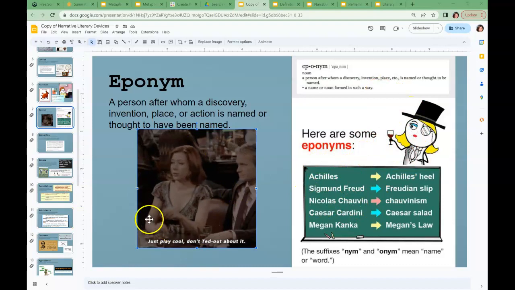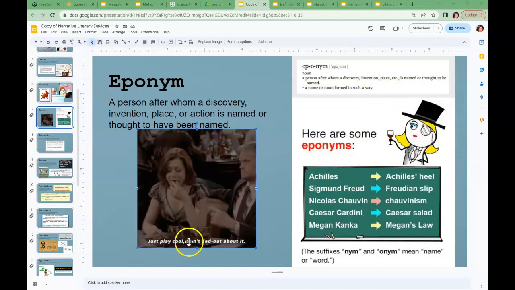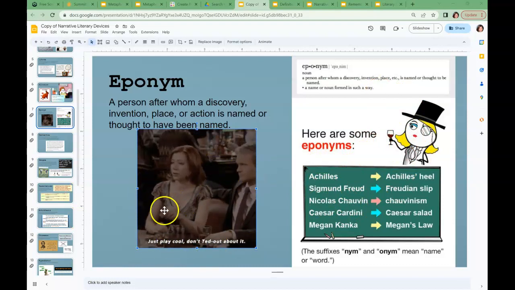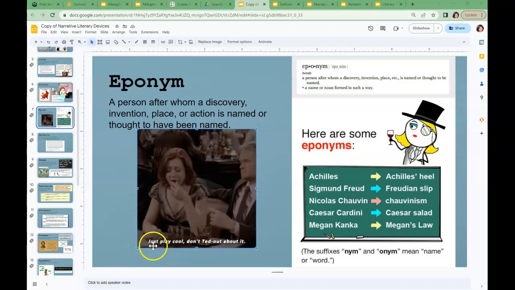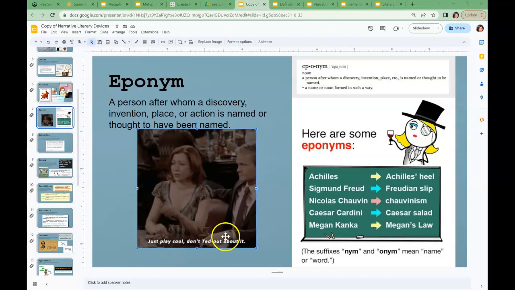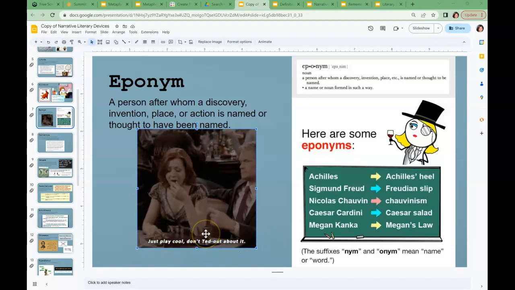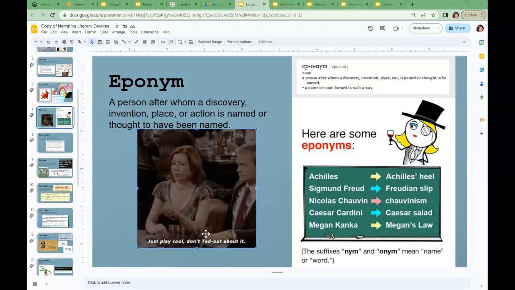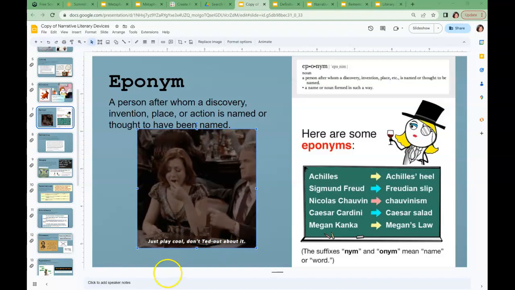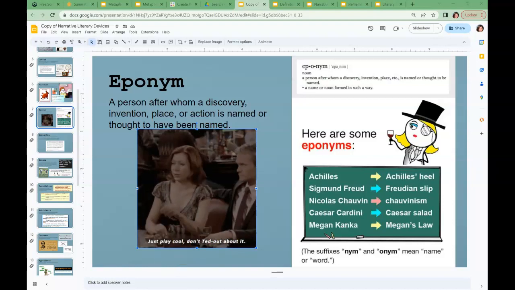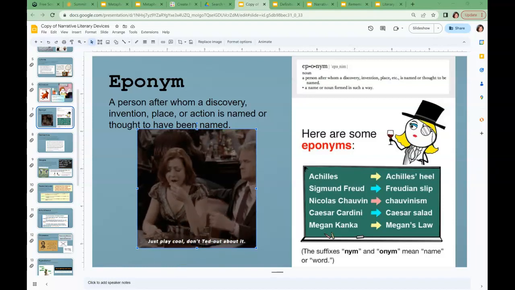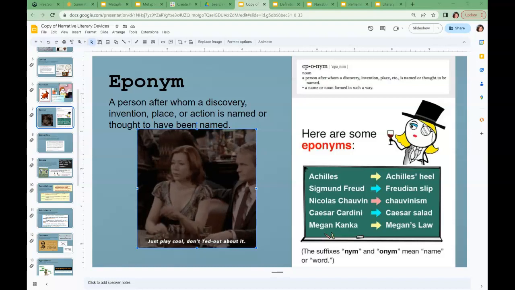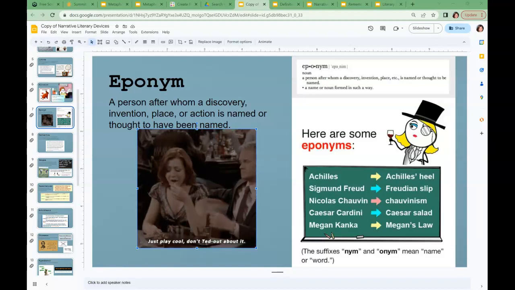This is a fun little example. So it says, just play cool, don't Ted out about it. So if you're familiar with How I Met Your Mother, what Lily really means is just play cool, don't freak out about it. But the character Ted is so well known for freaking out about stuff, they use his name in place of the word. And that is an eponym. When something is so well known for something, it becomes synonymous with the thing it's known for.